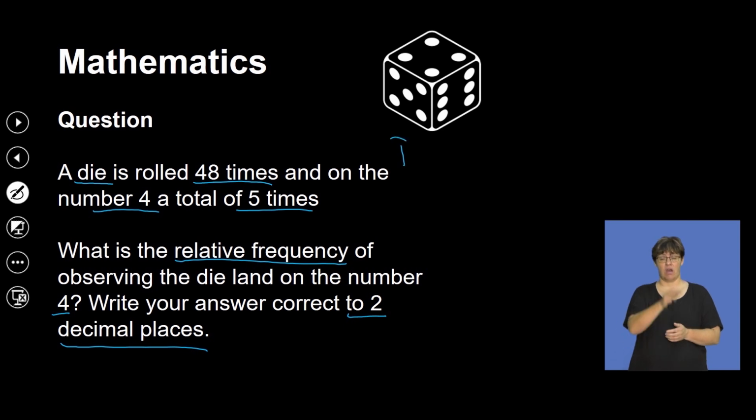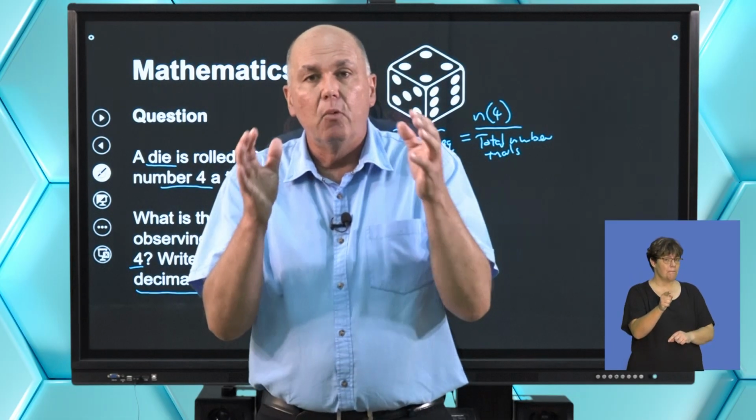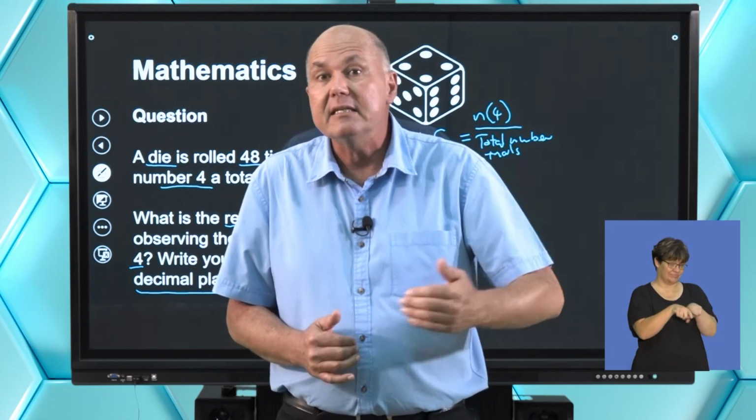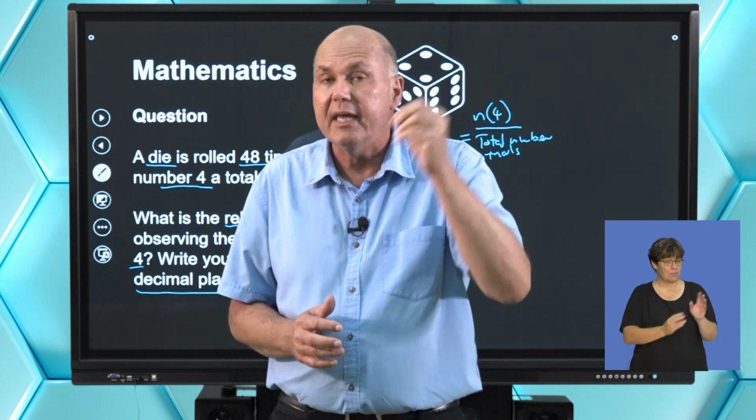So if we say relative frequency is going to be the total number of trials, and we're going to divide that about the number of outcomes. So the number of times that it got to 4. Because that's what we're really wanting. We're wanting to find what's the relative frequency in this experiment, which had 48 trials. How many times did it get onto 4?